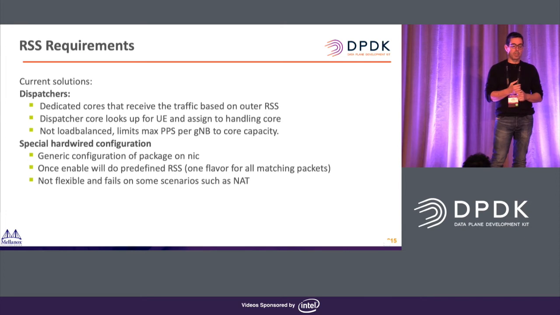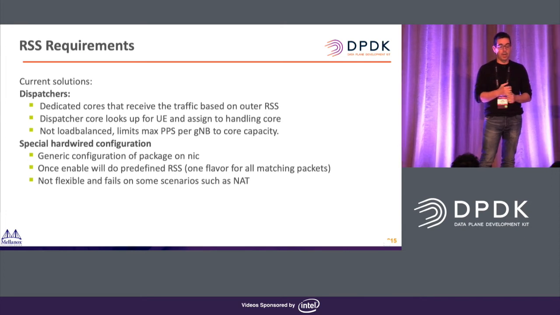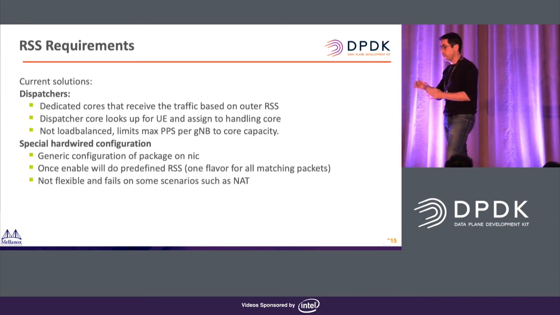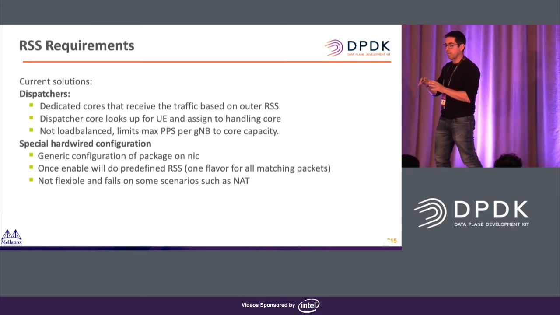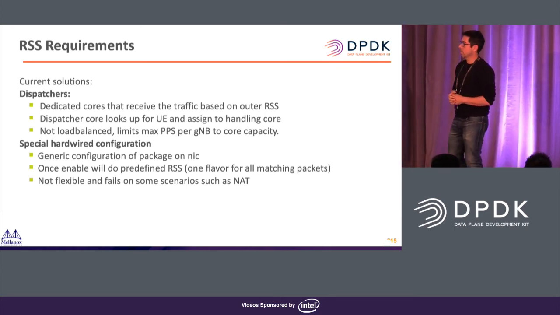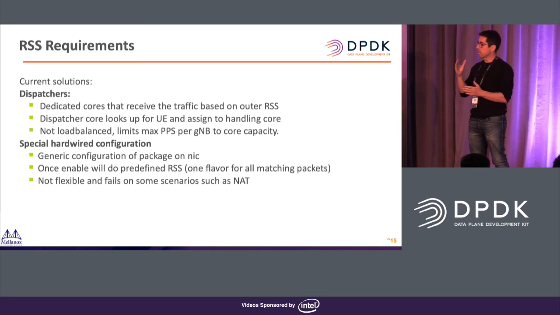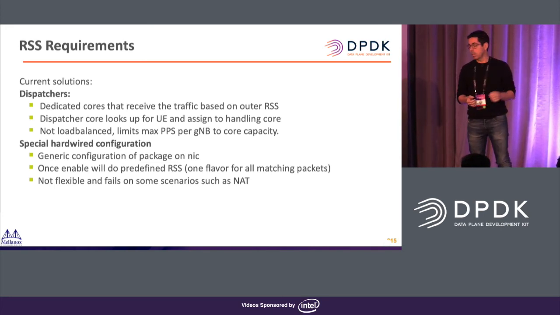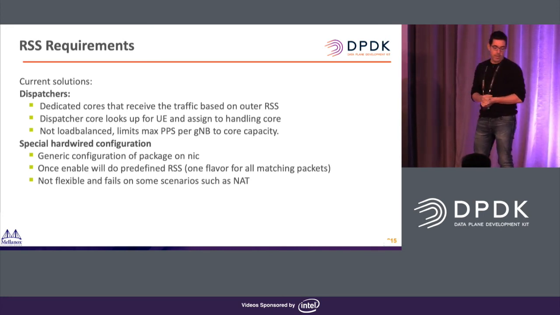Another solution that currently exists in the market is hardwired configuration. In this case, you configure the NIC. It's some kind of hard-coded. If the packet is going in this direction, you do it on the source IP. If it's going in that direction, you do it on the destination IP.